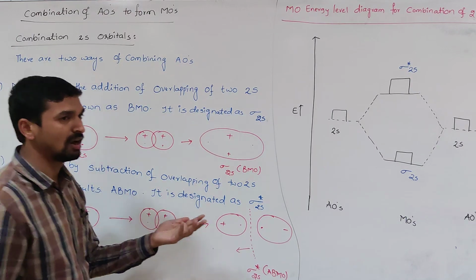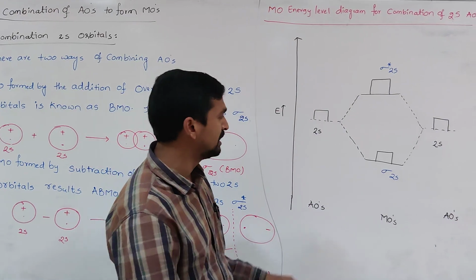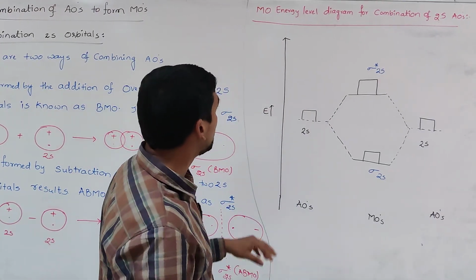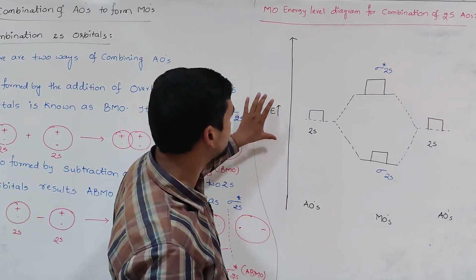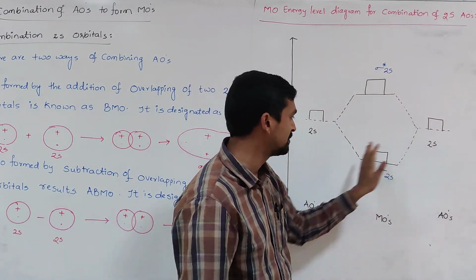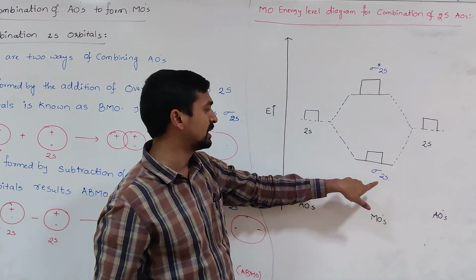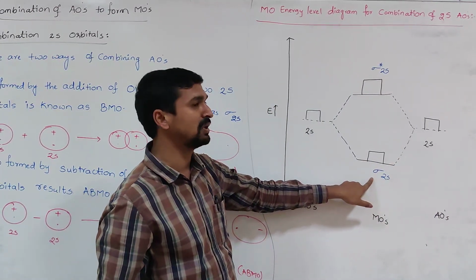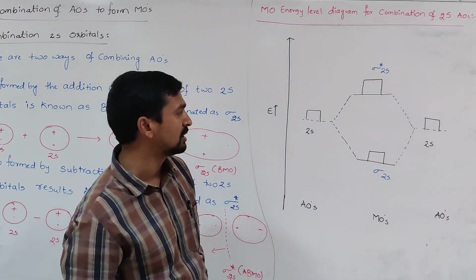So, just like how we drew the energy level diagram for the combination of 1s orbitals, in the same way we can draw the energy level diagram. First we draw this energy level diagram. This is the 2s orbital; 2s atomic orbitals combine together to form two molecular orbitals. They are the sigma 2s bonding molecular orbital and the sigma star 2s anti-bonding molecular orbital.